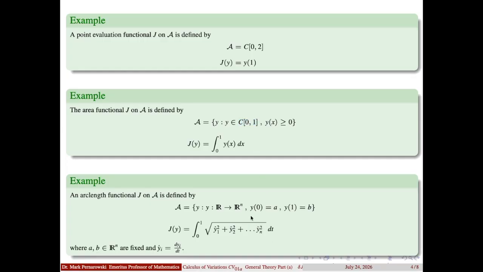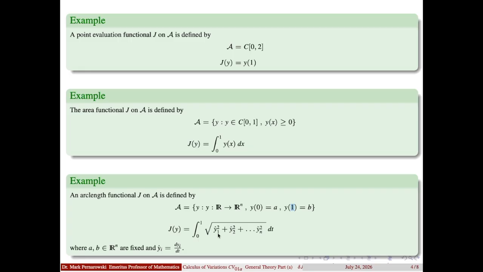Next example, arc length. Think R3. So n could be 1, 2, 3, but I'm going to think of this number as being 3. Because then y of t is a parameterization of the curve in R3 or Rn. And this is a set of basically all curves that are parameterized and equal to a point in space at one endpoint and a different point in space at the other endpoint. Namely, when t is 0, y is equal to a. When t is 1, y is equal to b.